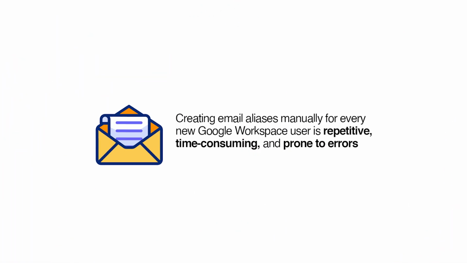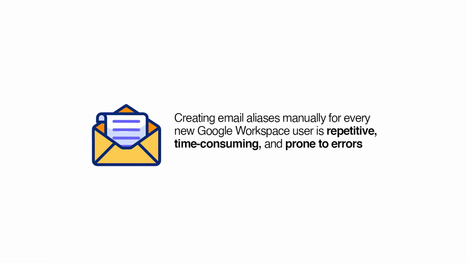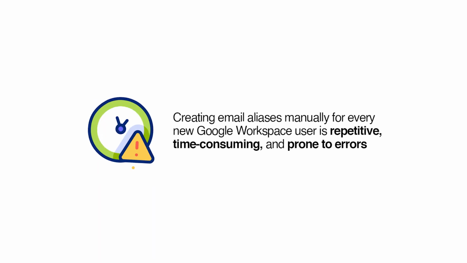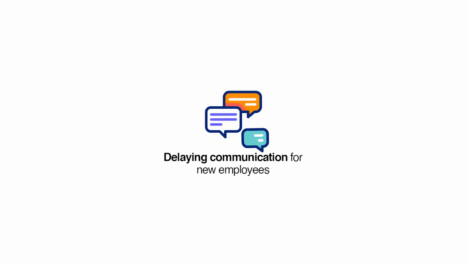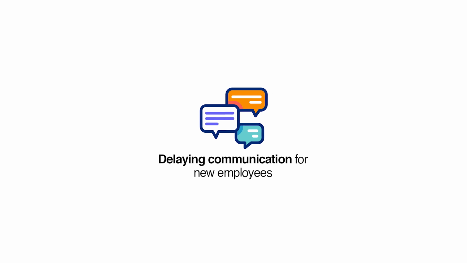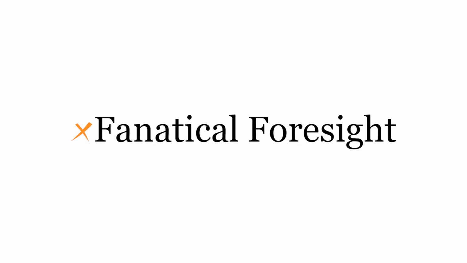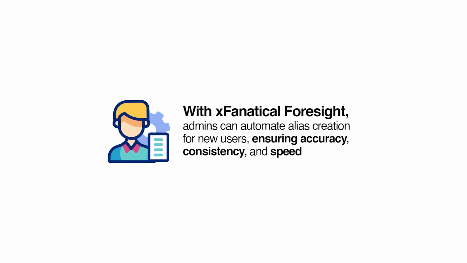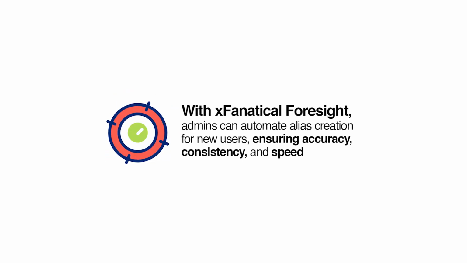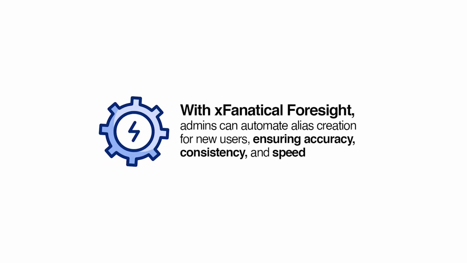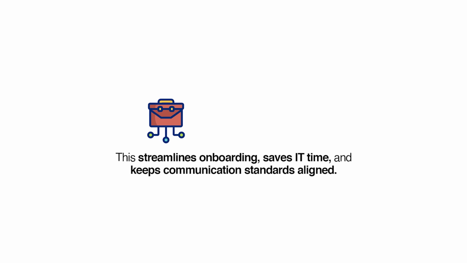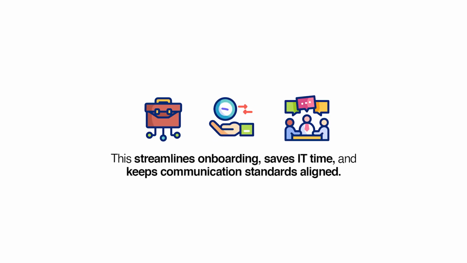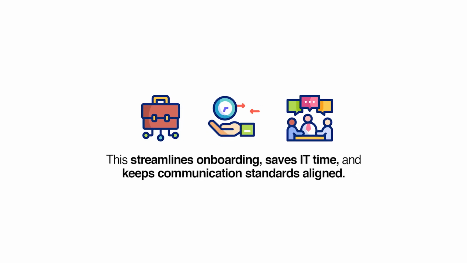Creating email aliases manually for every new Google Workspace user is repetitive, time-consuming, and prone to errors, delaying communication for new employees. That's where xFanatical Foresight comes in. With xFanatical Foresight, admins can automate alias creation for new users, ensuring accuracy, consistency, and speed. This streamlines onboarding, saves IT time, and keeps communication standards aligned. Let's dive in and see how it works.